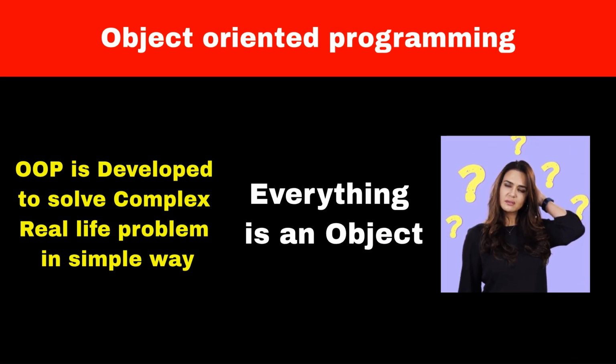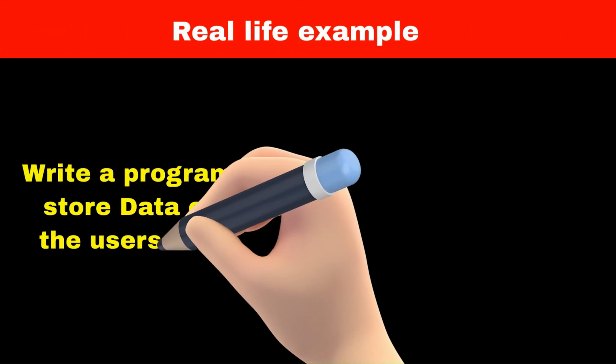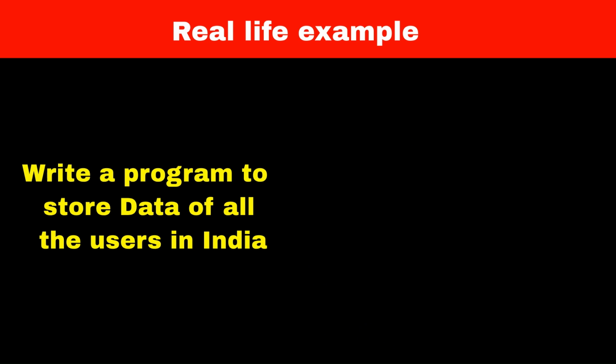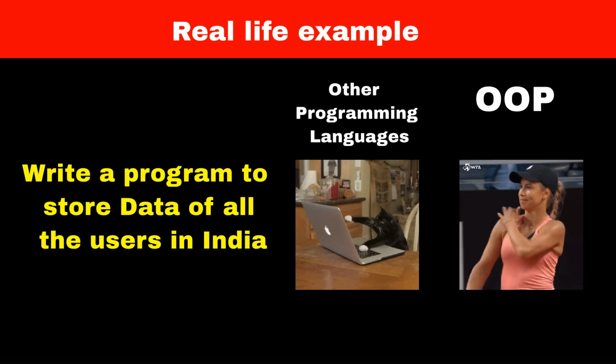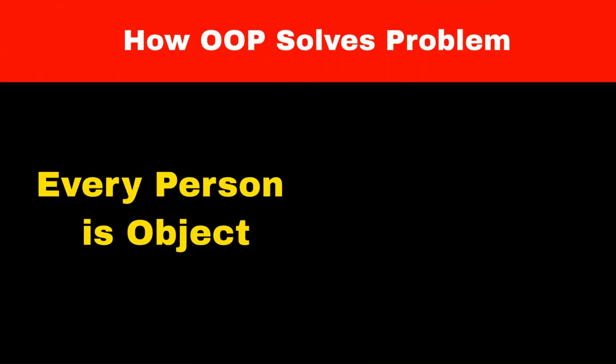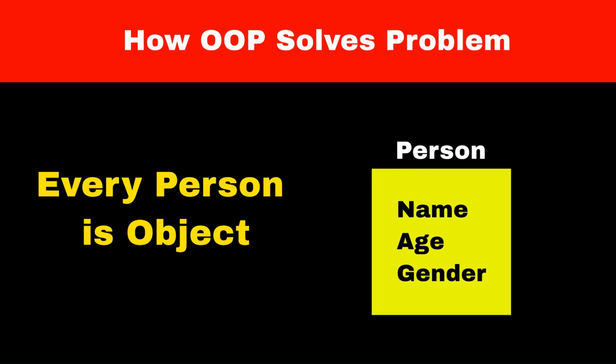So let's take a real-life example to understand this concept. Consider we want to build a program to store data of all the persons in India. This program seems complicated at first, but if you try to solve it using OOP concepts, then it becomes very easy. OOP assumes that each person in the world is an object which has unique properties like name, age and gender. So the structure used to store these properties is called a class.